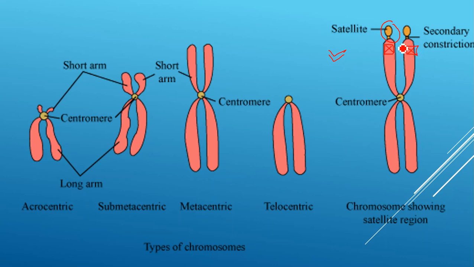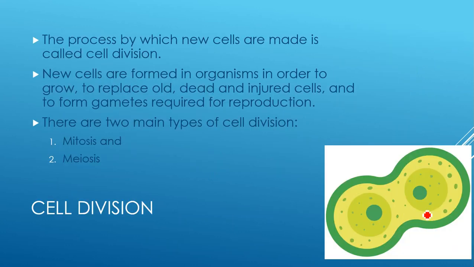As they are copied, they look like a bulb-like structure at the end of the sister chromatids and are called secondary constriction. And this chromosome, because of these extra sequences of the gene or extra structure present over this head, or you can say sister chromatids, is called a satellite chromosome. Now our main topic is cell division.